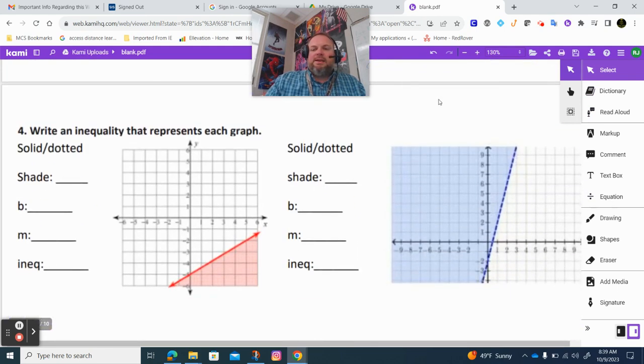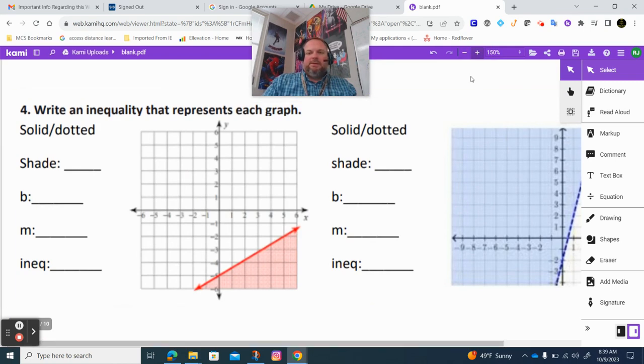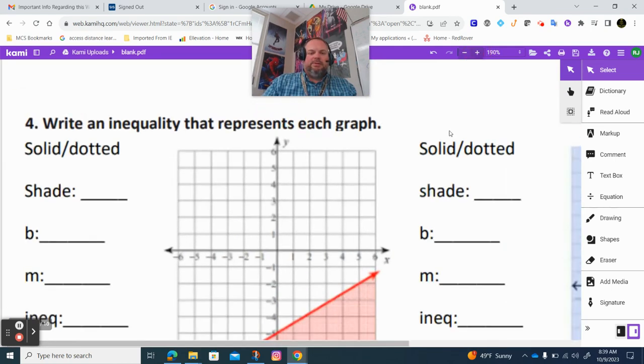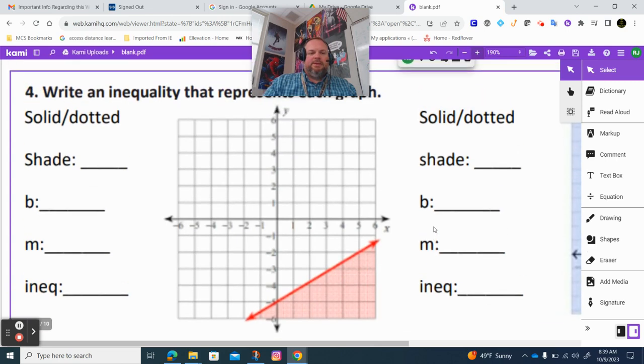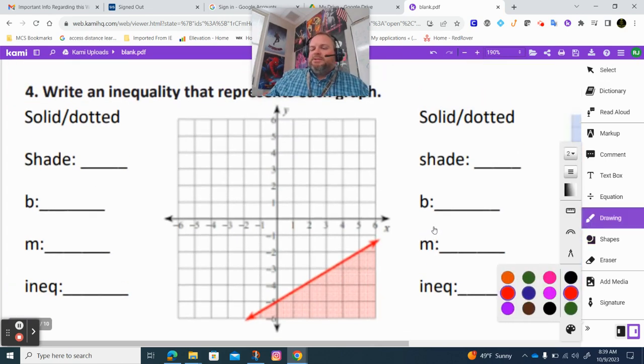All right. Now let's go the opposite way. We're going to be given a graph. We need to write the inequality for it. Okay, let me get zoomed in here really good. That's pretty good. All right, so let's answer the same questions we have been answering.